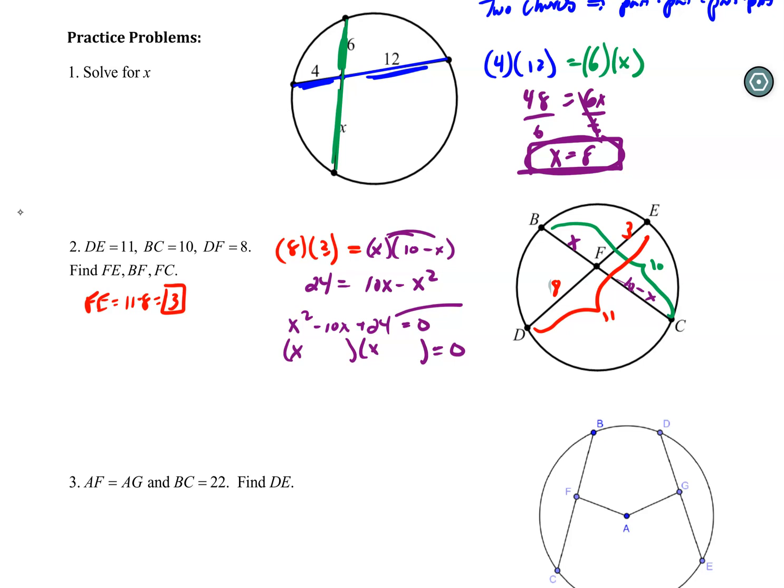So let's see, we've got 2 and 12. All right, signs have to be the same. So that one's not going to work. 3 and 8, 6 and 4. That one will work. So we'll go 6 and 4. So we're going to have a -6 and a -4. Split them up. X equals 6, X equals 4.